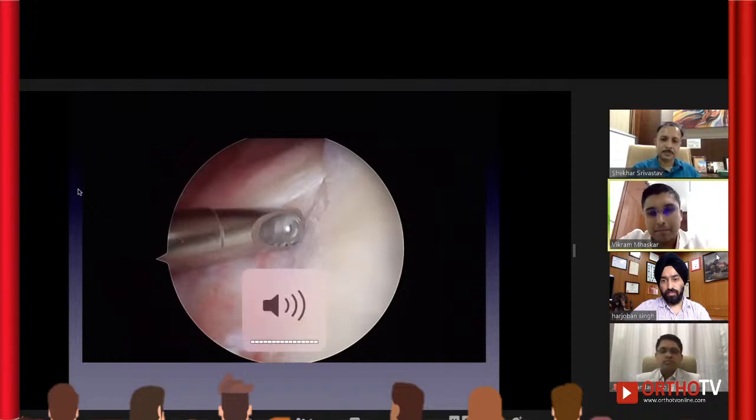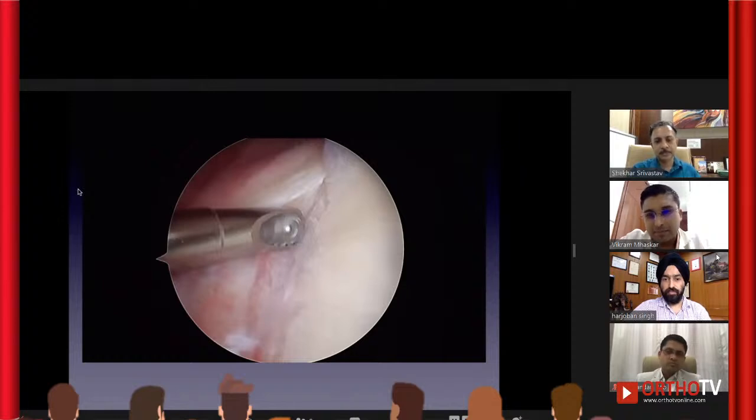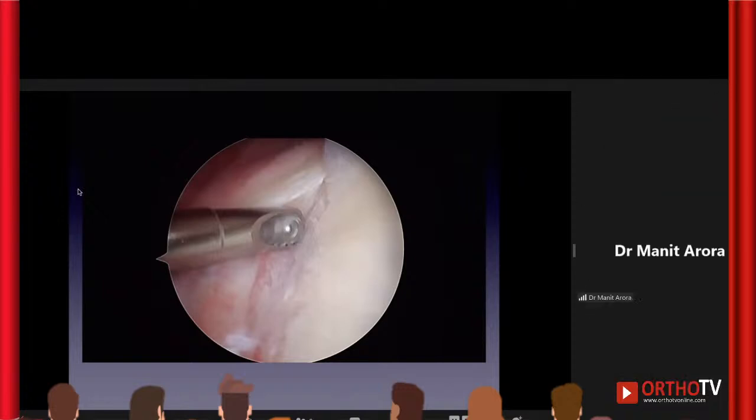Yep. So I would do a SLAP repair and do an anterior labral repair. And I would leave it at that. There was no Hill-Sachs, nothing else. So for me, if I was in with this finding, I would just do a SLAP repair, put a couple of anchors up top and some anchors at the front, and just fix it.